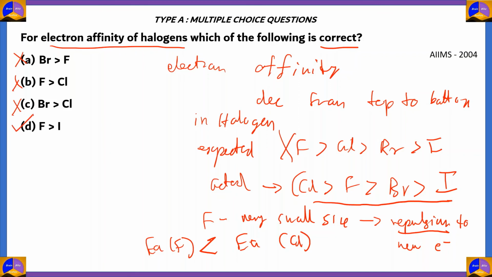The right answer is option D. F is greater than I. As you can see, F is over here, which is greater than Br, which is greater than I. So since Br is greater than I in terms of electron affinity and F is greater than Br in terms of electron affinity, then F has to be greater than I in terms of electron affinity. That's why option D becomes the right option.